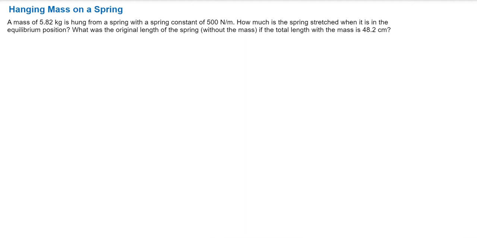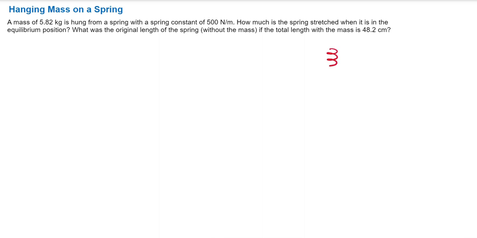So our problem says that we have a mass of 5.82 kilograms hung from a spring with a spring constant of 500 newtons per meter. How much is the spring stretched when it is in the equilibrium position? And we want to know what the original length of the spring is without the mass if the total length is 48.2 centimeters. So let's draw a picture here and write down what we know.